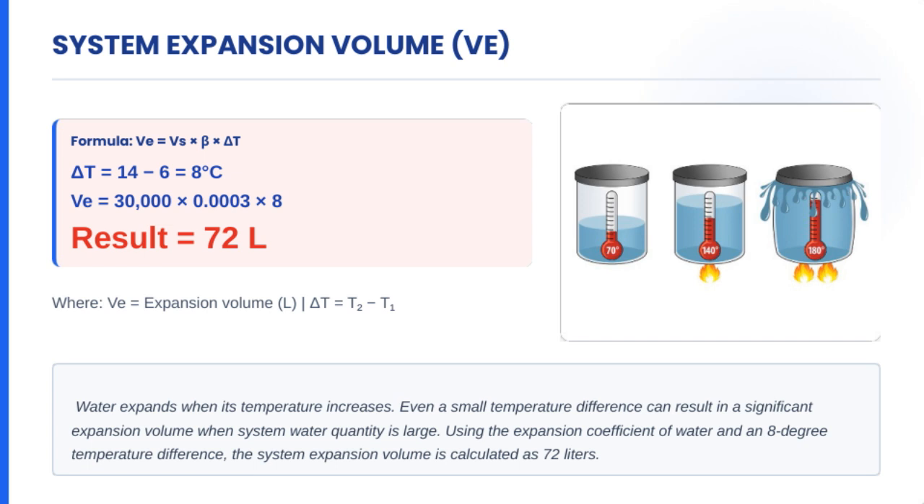Using the expansion coefficient of water and this temperature difference, we calculate the total expansion volume as 72 liters. This is crucial because it shows how temperature fluctuations can impact the system's volume and potentially influence system design and safety considerations. So, understanding these calculations helps us better manage and predict system behavior under different thermal conditions.